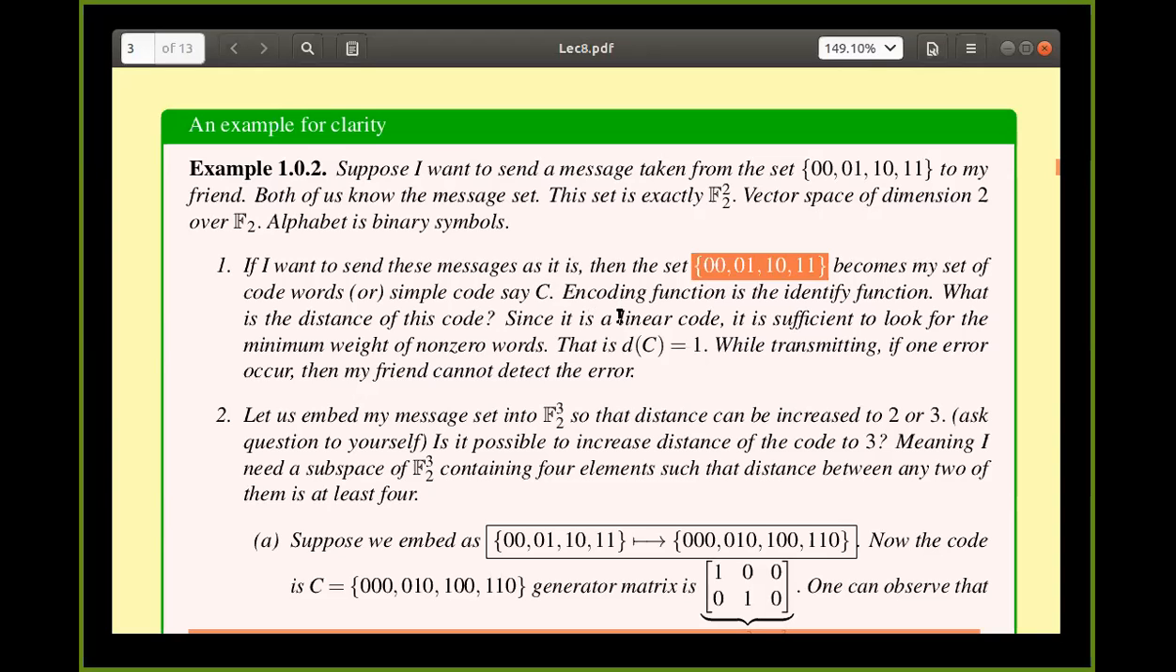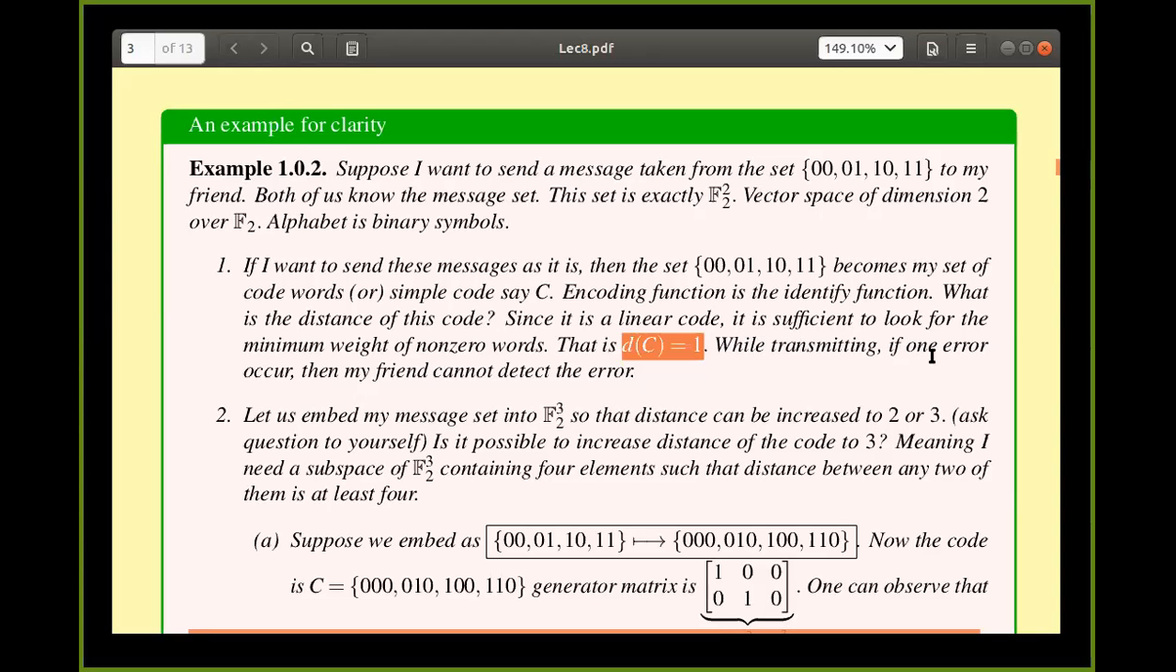So encoding is nothing; encoding is simply the identity function. So what is the distance of the code? Since it is a linear code, how do you find the distance? When it is a linear code, it is sufficient to look for the minimum weight of the non-zero code words. I mentioned this last time. There is a code word 01 whose weight is 1, so the distance of the code is also 1. We have to look at the weights of non-zero code words; we have 1 at least.